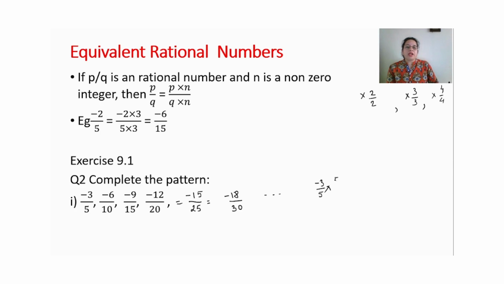Here I have multiplied by 5 upon 5, so you are getting minus 15 upon 25. Now minus 3 upon 5 you can multiply by 6 upon 6, so the answer will be minus 18 upon 30. You can multiply by any other number. Suppose you want to multiply minus 3 upon 5 by 8 upon 8, the answer will be minus 24 upon 40. So all these rational numbers will be equivalent rational numbers.